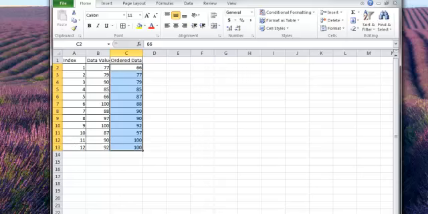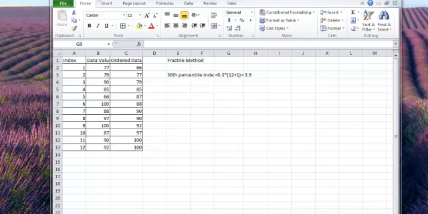Now it's time to figure out what percentile I want and how to find an index and how to get the value of whatever percentile. So I'm going to use the 30th percentile, and then I'm going to find our first quartile. So let's start with the 30th percentile. When I do the calculation to find the index, I do 0.3 times my sample size, which is 12, plus 1, and I get 3.9.